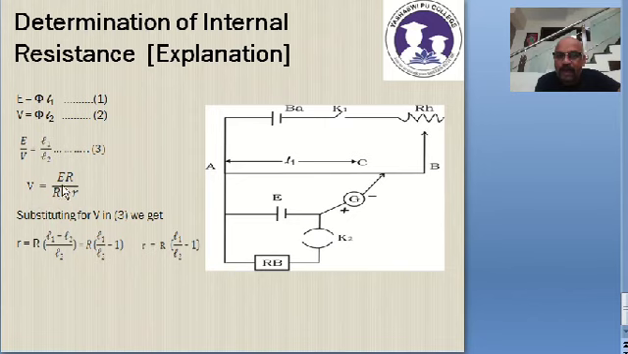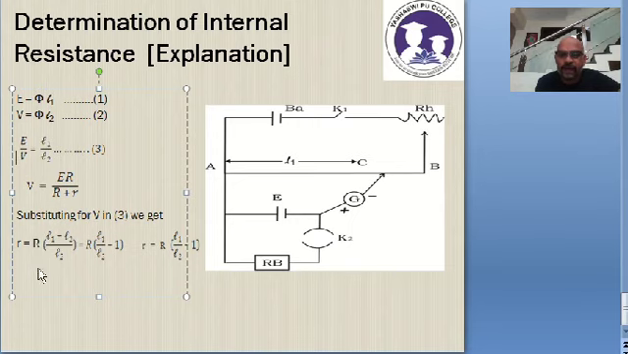If you remember, I is given by E divided by R plus r, Ohm's law applied to a simple circuit. So current is given by EMF divided by R plus r, and V is equal to E R divided by R plus r. Substitute for V and rearrange the equation for internal resistance.